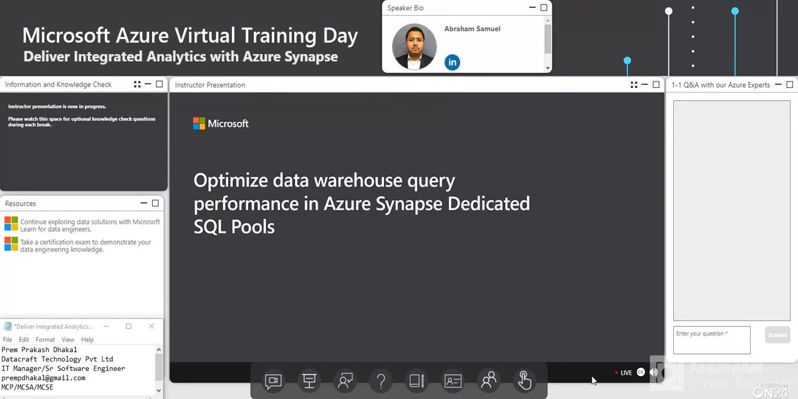All right. As we bring in data, we want to be able to optimize the data warehouse for query performance. That's actually a very important thing for many of our ad hoc queries, for our reporting applications, etc. So how do we manage that? How do we optimize query performance in the SQL pools? Let's take a look at that.